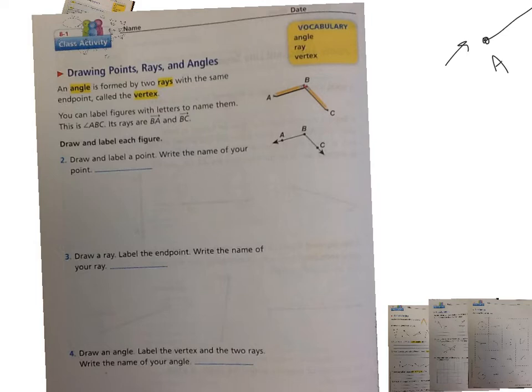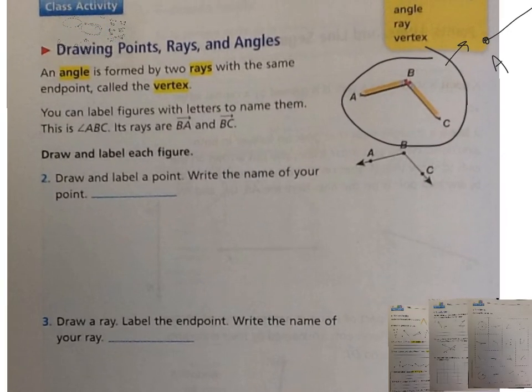So an angle is formed by two rays. Notice here how the pencils are put together. But if you look closely, you'll see that they each have an endpoint. The endpoint is B, so that's where the ray would start. And it goes on forever this way, and goes on forever that way. So this is two rays. There's one ray, ray BA, and another ray, ray BC.